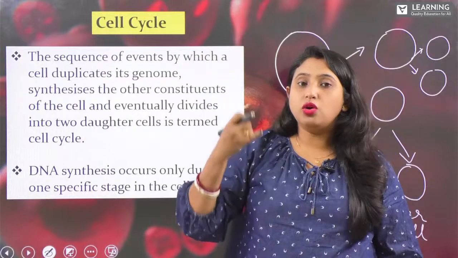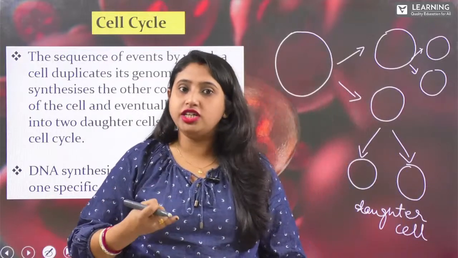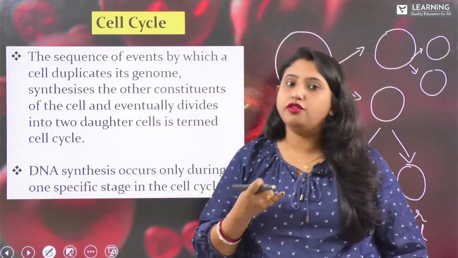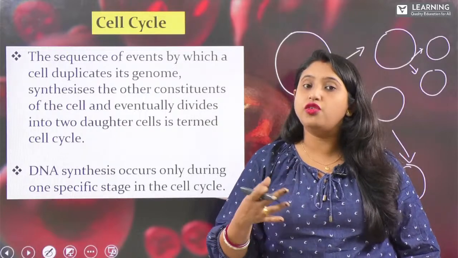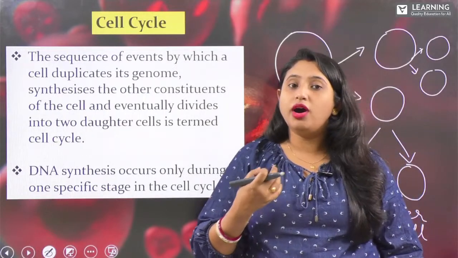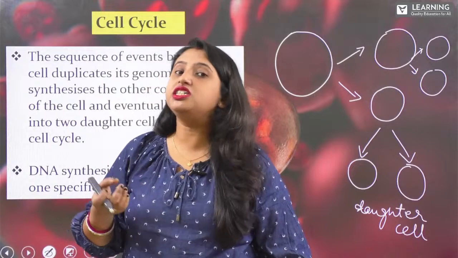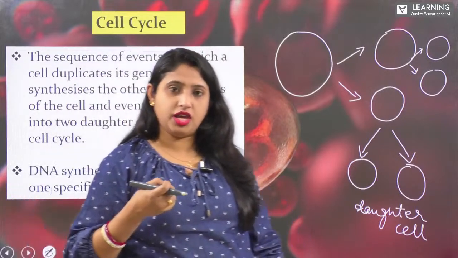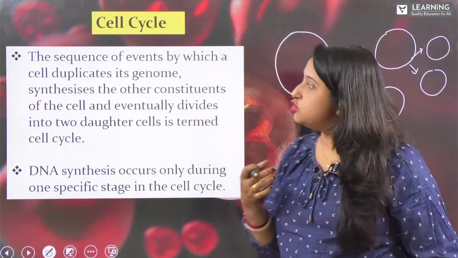So the total number of chromosomes is 46. So when a cell divides, what happens in that case? The splitting of the chromosomes takes place.